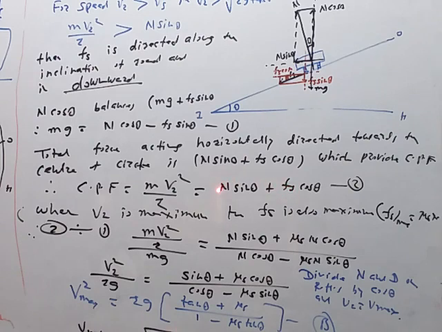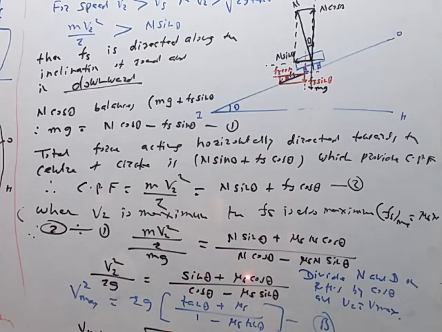Now for a given road surface, n is constant, and theta is constant for a given banked road. So depending only upon the road condition, Fs is variable. So when Fs is maximum, then V2 will be maximum. So V2 is maximum when Fs is also maximum, equal to mu s into n. So substitute Fs equal to mu s into n in this equation and in this equation also, and then divide equation 2 by 1 using Fs equal to mu s into n. We get this equation. So n will get cancelled in all the four terms.